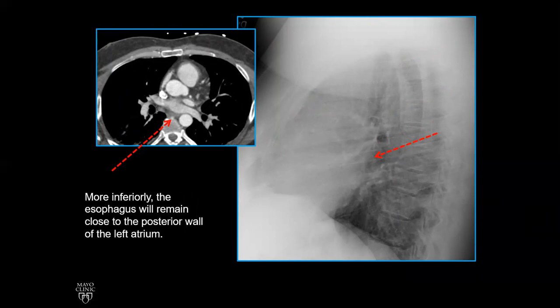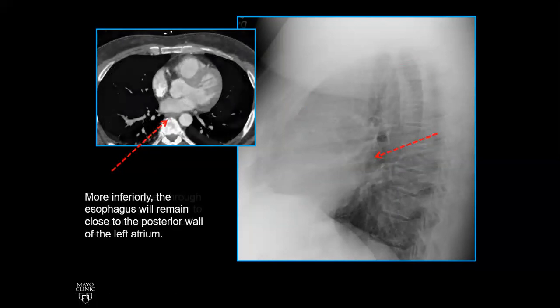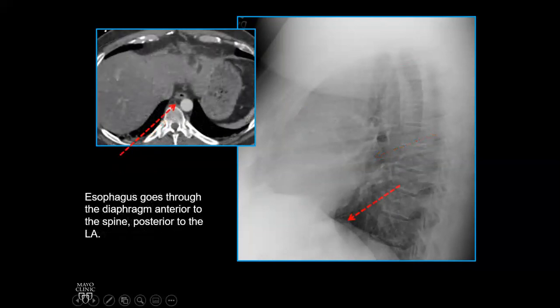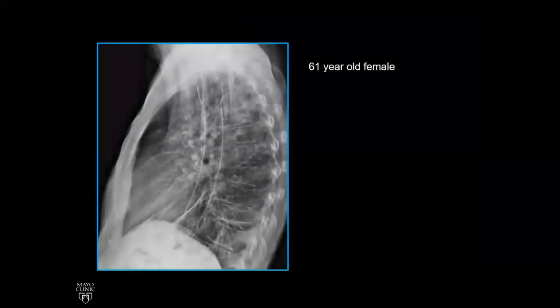More inferiorly, the esophagus will remain closer to the posterior wall of the left atrium, so it's going to start to move kind of more anteriorly, following the soft tissue. And the esophagus goes to the diaphragm anterior to the spine, posterior to the left atrium, about there in most people. And most people, you won't see it on a lateral radiograph.